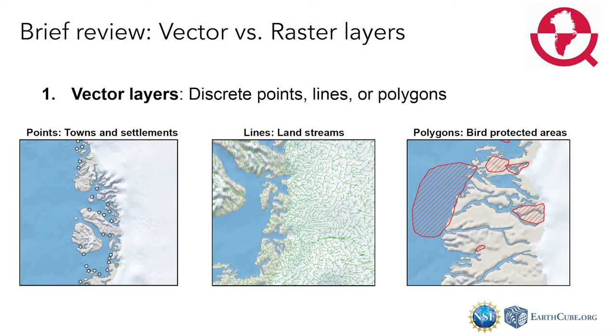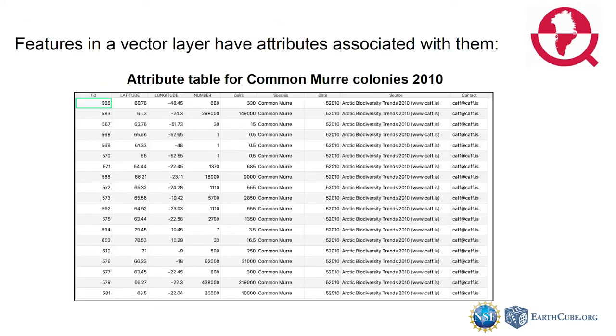So to summarize, vector layers are discrete points, lines, and polygons. There are data tables associated with these datasets, which we call attribute tables. And that's where all the information that we've attached and associated to that dataset lives.